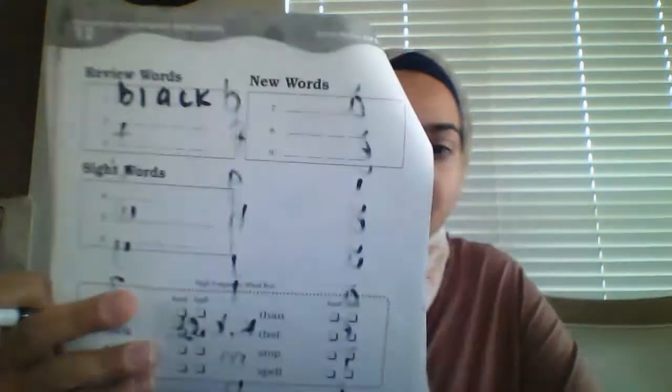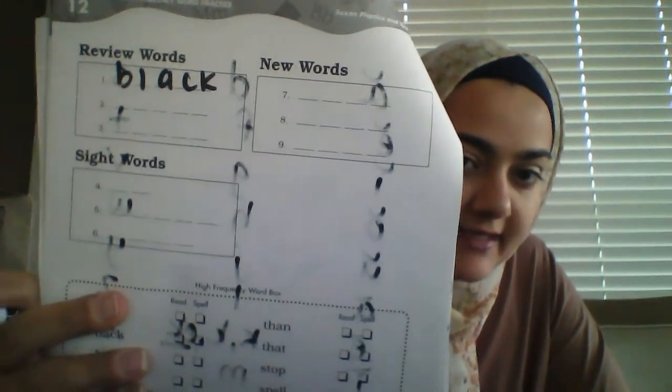Okay? So on number 1, I want you to write this word for me. Write the word black. There's a diagraph in the beginning of the word black. It's bl. Diagraph is 2 letters coming together to make one sound. So how do we spell black? B-L-A-C-K. Excellent job.